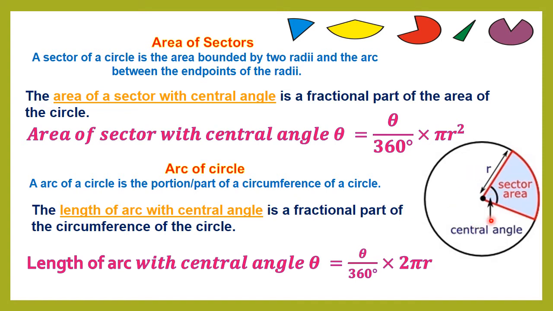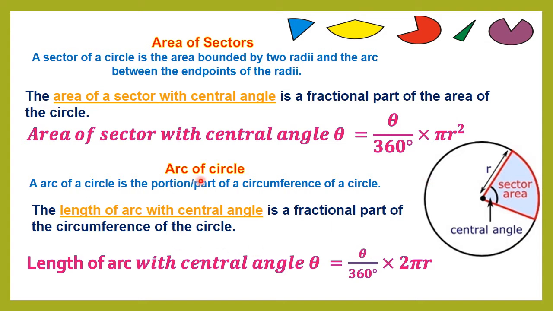For major sector also you can find it out. So we have two options. You know very well that area of circle minus area of this minor sector will give the area of major sector. Or you can find the theta related to the major sector by subtracting theta from 360 degree. Okay, so in place of theta, what will you write? 360 degree minus theta value. You will get the area of major sector.